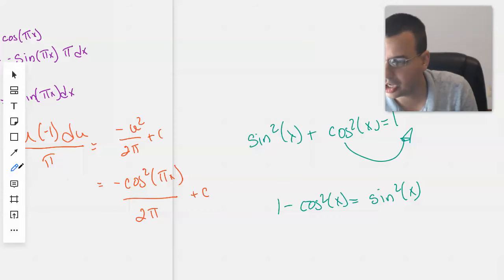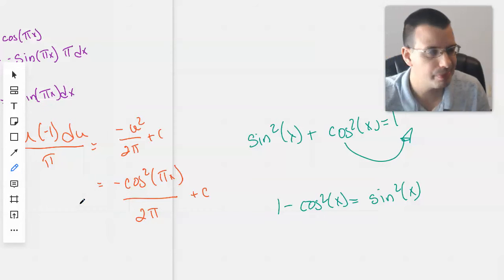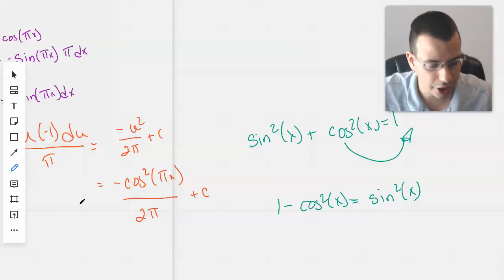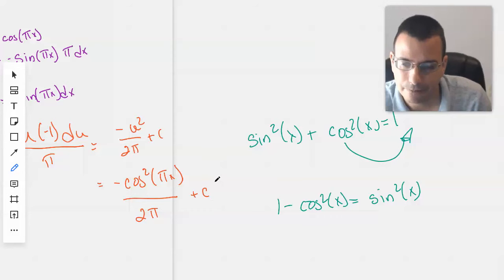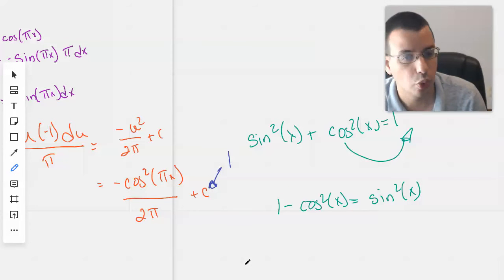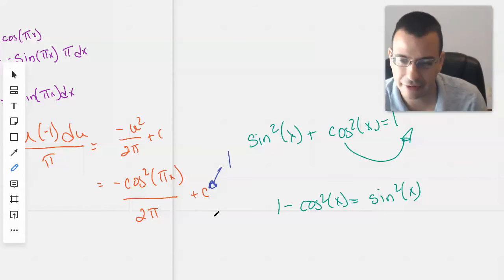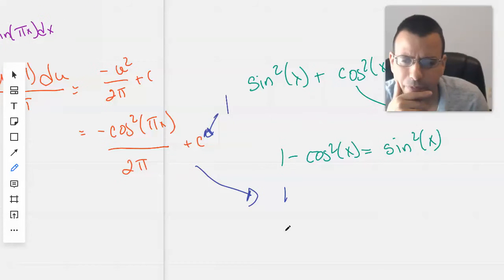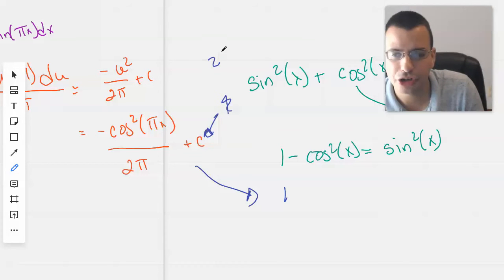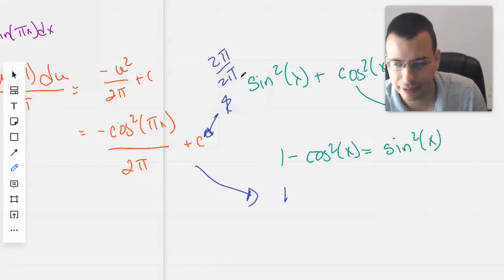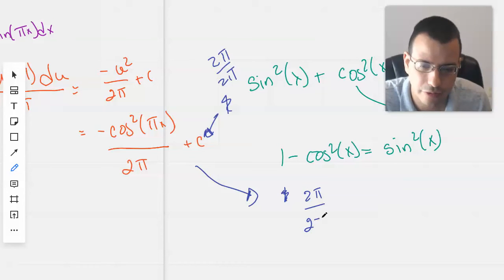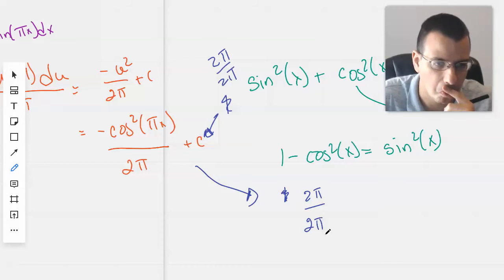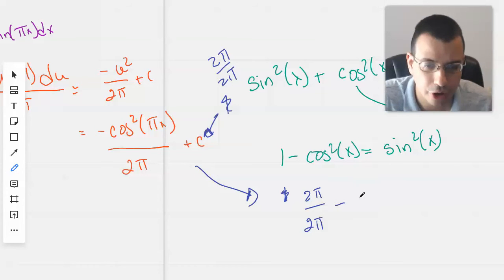Well, this c is an arbitrary constant. Arbitrary meaning it can basically be anything. There are some limits to being arbitrary in life, but it means that it's not really set in stone per se. And in this case, we're going to say that this is 1. So if we rewrite this, actually, I'm going to call it 2 pi over 2 pi. Can I do that? Maybe I should. I'll try that.